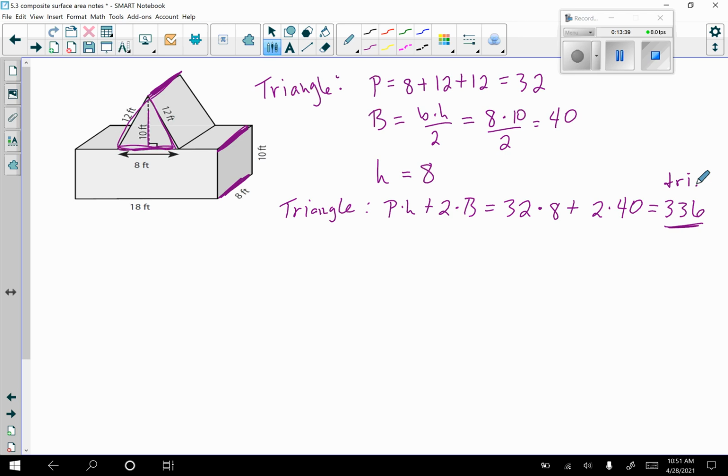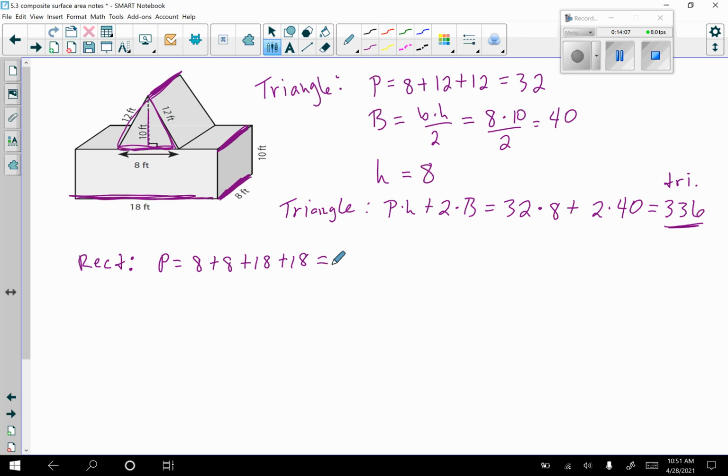Now we need to figure out the surface area of the rectangular prism. So now, again, perimeter of the base times the height plus 2 times the area of the base. For the rectangular prisms, we're using the bottom as our base. So we see we have a side of 8 and 18. So perimeter is 8 plus 8 plus 18 plus 18.